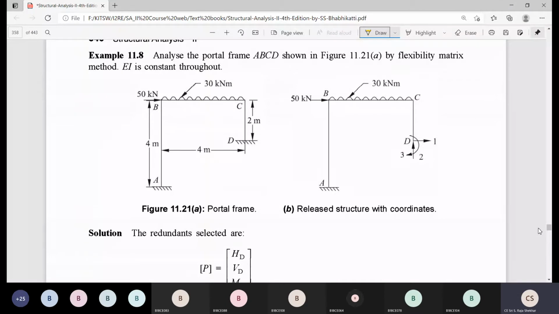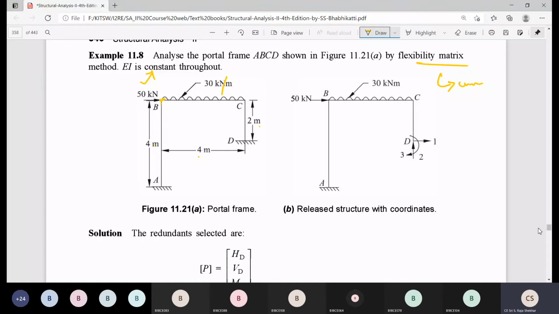Right. So analyze the portal frame by using the flexibility matrix method. Here I want to use another method, that is the unit load method. For this portal frame, a 50 kilonewton load is acting at joint B, and for the BC span a 30 kilonewton per meter load is acting. The length of BC is 4 meters, the length of AB is 4 meters, and the length of CD is 2 meters.